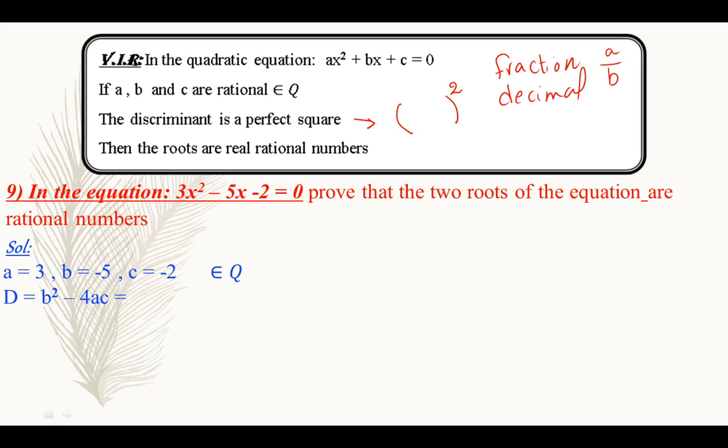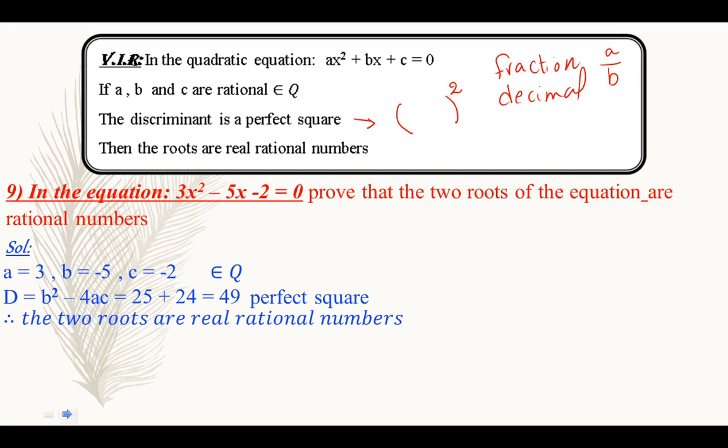Now we are going to calculate the discriminant, B squared minus 4AC. B squared, negative 5 power of 2, is 25, minus 4 multiplied by A, which is 3, multiplied by C, which equals negative 2. So the discriminant is 49. You can see that the discriminant has a square root because the square root of 49 is 7. So you have two conditions: A, B, C belong to Q, and the discriminant is a perfect square. So you will write that the two roots are real rational numbers. Okay? Another example.